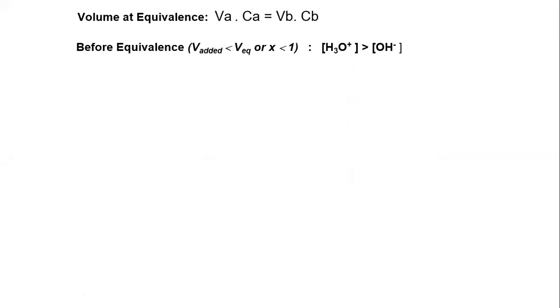So this is an example where I already have a known concentration of acid and a known concentration of base, and I'm changing the volume of base from the burette. So I can always get the volume first at the equivalence point. And now let's look at any point before equivalence. Before equivalence, the concentration of H3O plus is greater than OH minus.